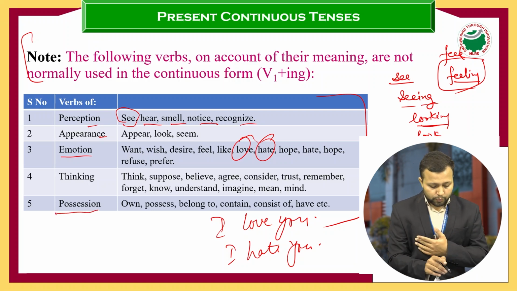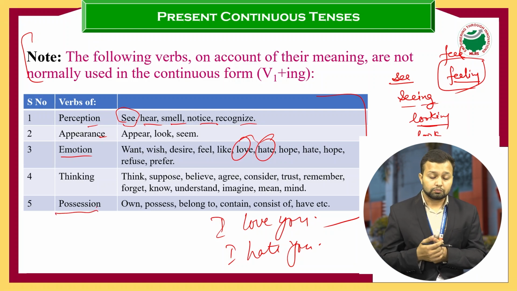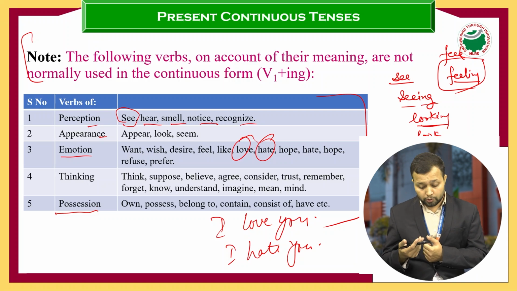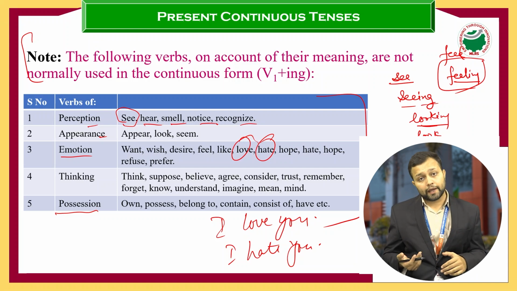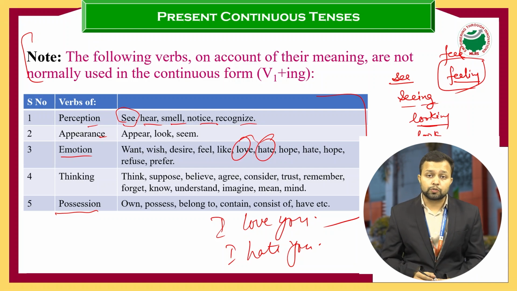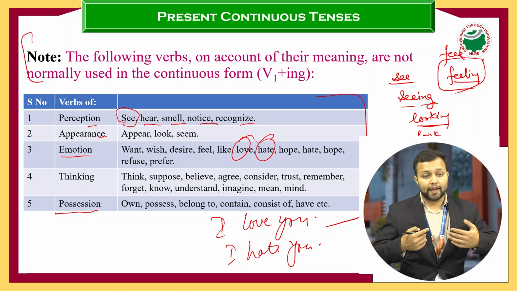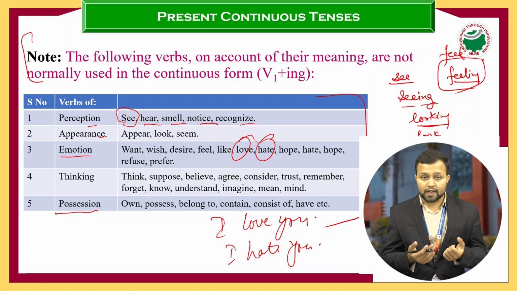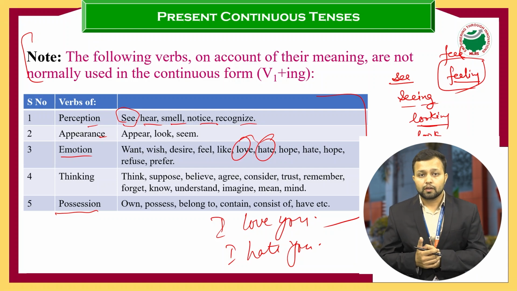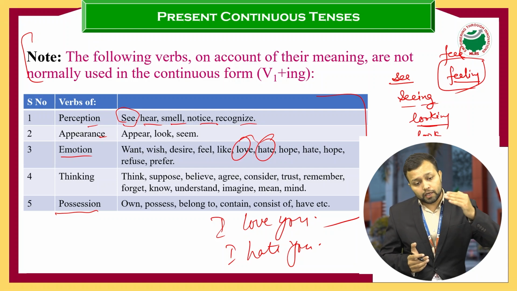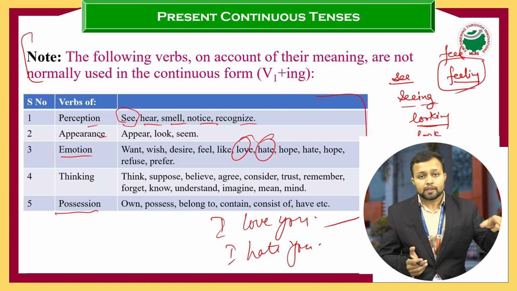Next, verbs of possession. For example, own, possess, belong to, contain, consist of, or have. These verbs are also not used in continuous form. Then how do we express these actions in our day-to-day life? Instead of using continuous tense, we use simple tense.